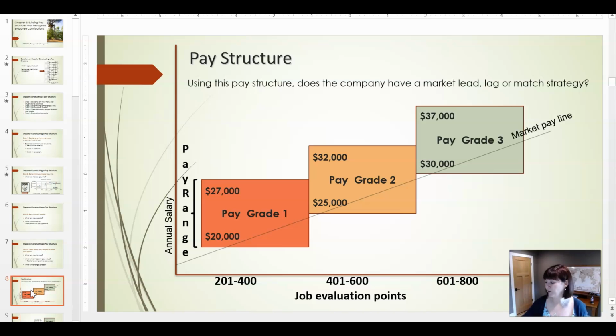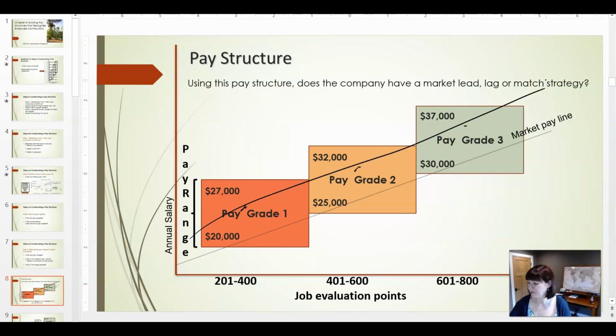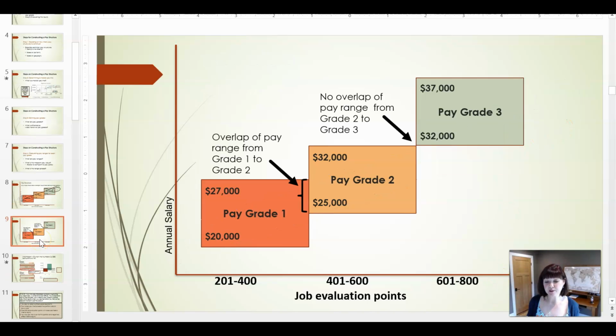So if you look here, our medians, all right, I know I keep forgetting with my pen, it's right here, right here, right here, right? So our median is here. Well, that was a horrible line, but you get the point. The market pay line is here. So if our internal pay is higher than the market pay, that's showing we have a market lead policy.